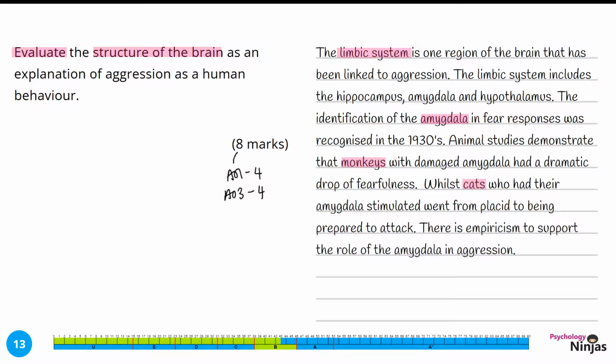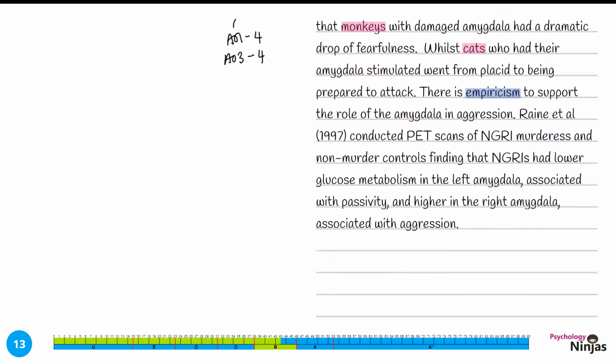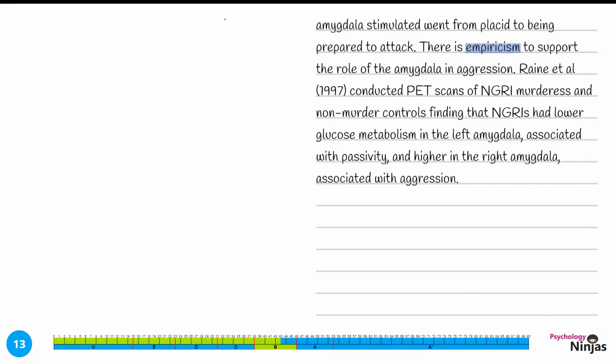There is empiricism to support the role of the amygdala in aggression. We've shown our psychological knowledge with this point by talking about empiricism, which is just a fancy word for saying evidence. We're then going to explain our point by giving some specific research evidence. Raine et al. 1997 conducted PET scans of NGRI murderers and non-murderer controls, finding that NGRIs had lower glucose metabolism in the left amygdala associated with passivity and higher in the right amygdala associated with aggression.